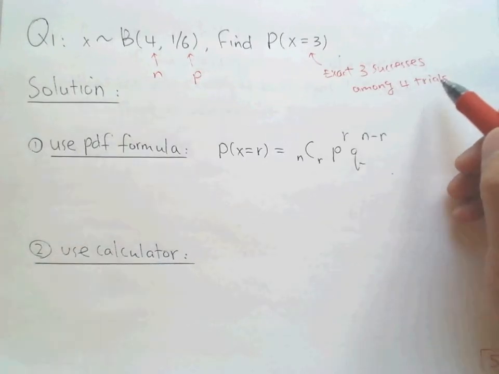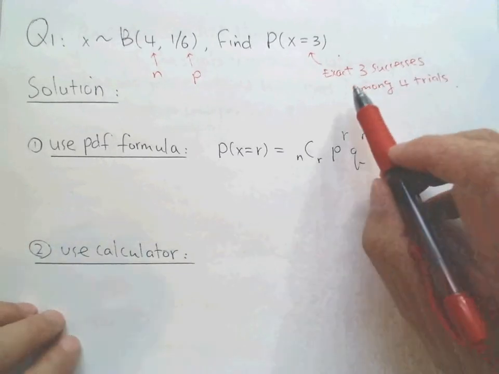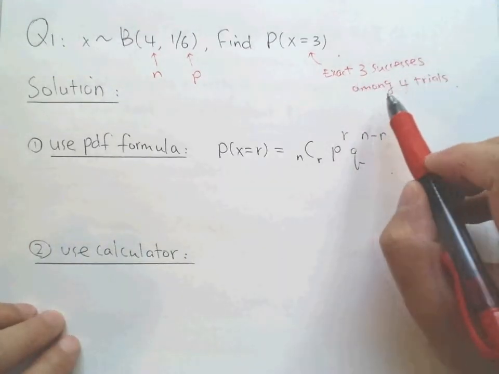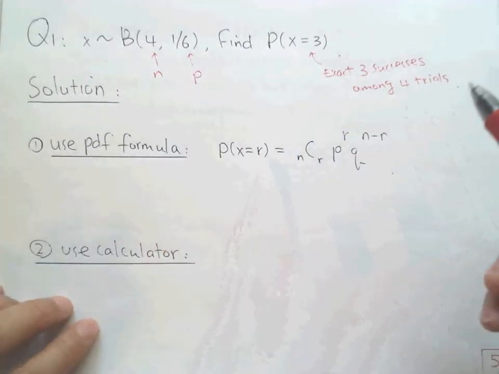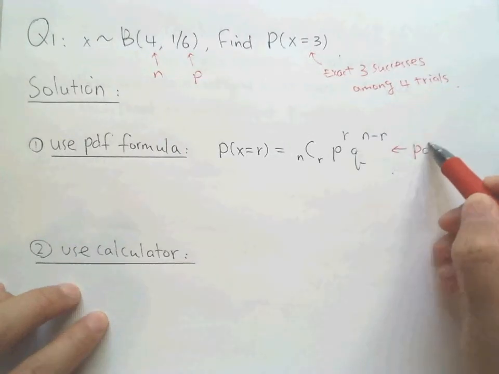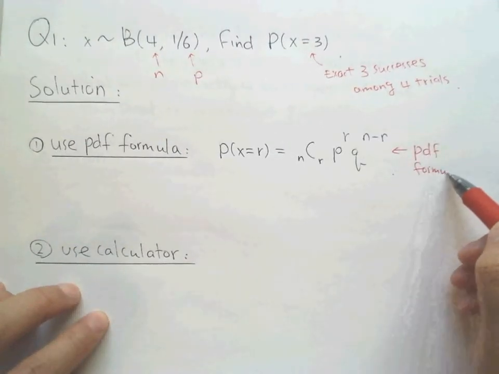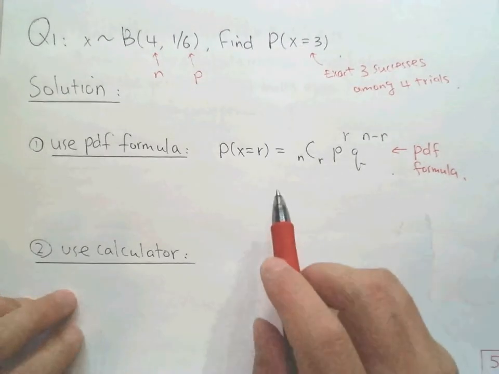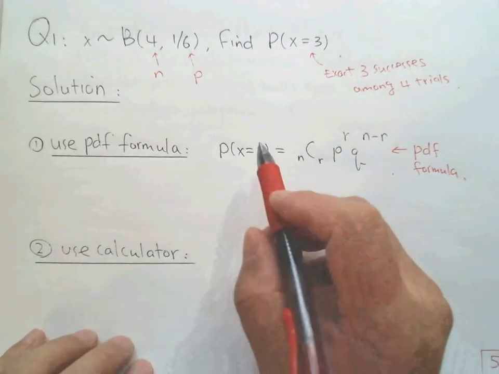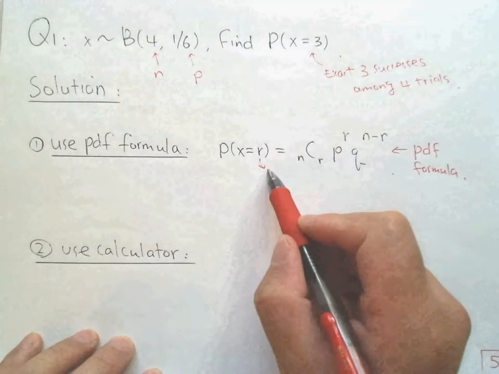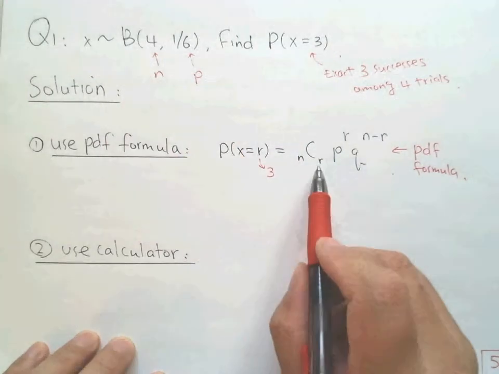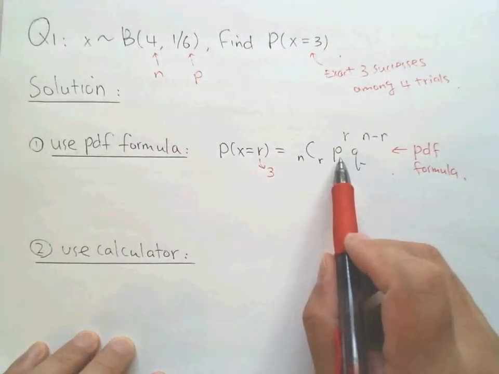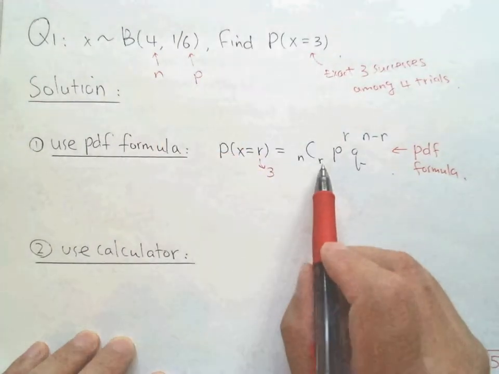So now you need to find the probability to get exactly 3 successes among 4 trials. Remember, we have a PDF. First we use the PDF formula. I copy the formula. This is the PDF formula. We already proved this. Now I am going to do the calculation using the formula. So in the formula, what is R? Here exactly 3 times, and N is 4. P is 1 over 6. Sorry, R is 3, P is 1 over 6.